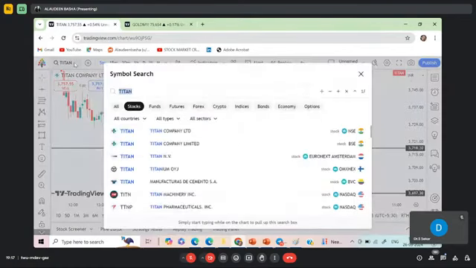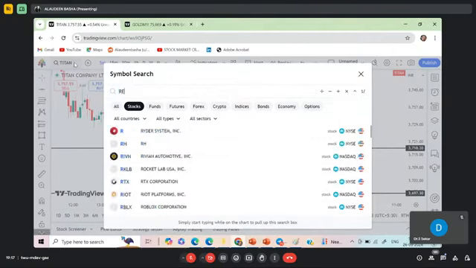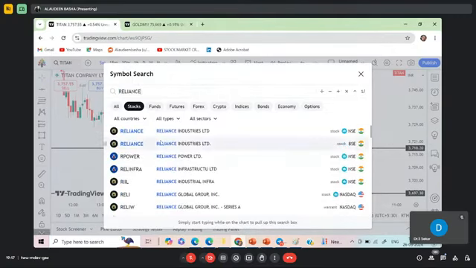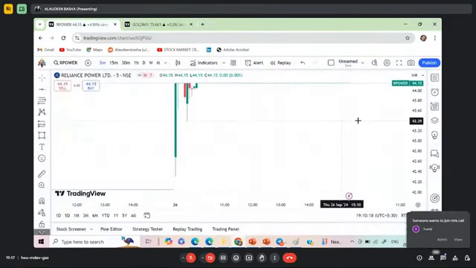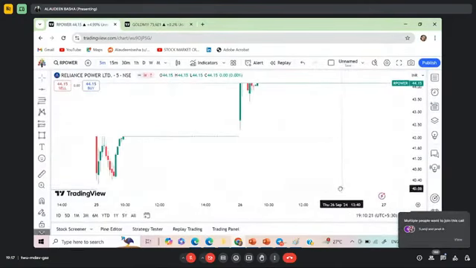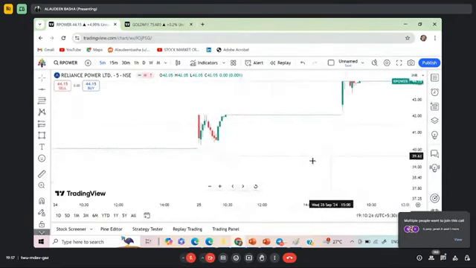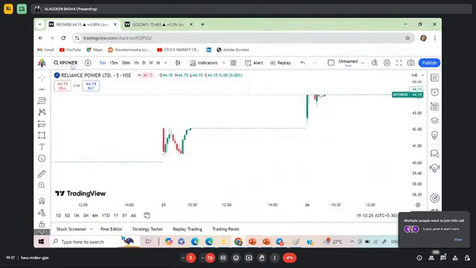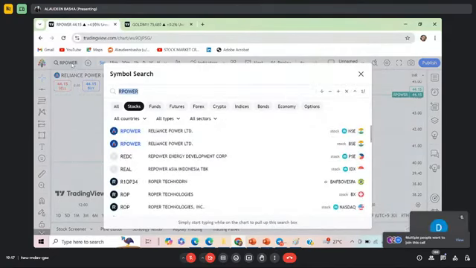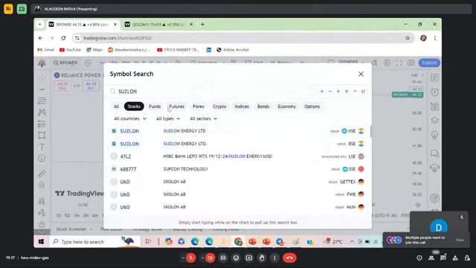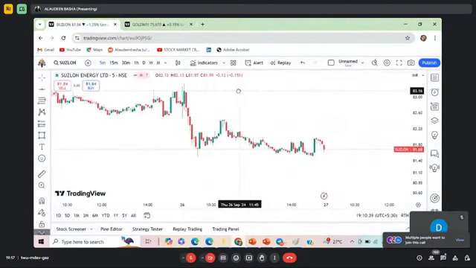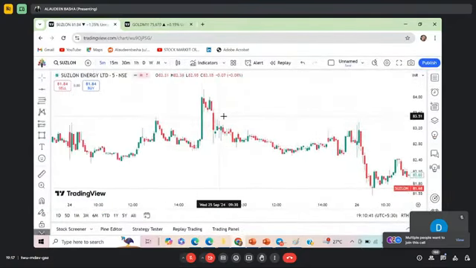Okay, we'll move on to one other stock from the participants. Reliance Power. Reliance Power is not an intraday stock because there is no volume in intraday. So can you refer any other stocks? Suzlon also. Suzlon also is not an intraday stock, but anyhow, we'll check.